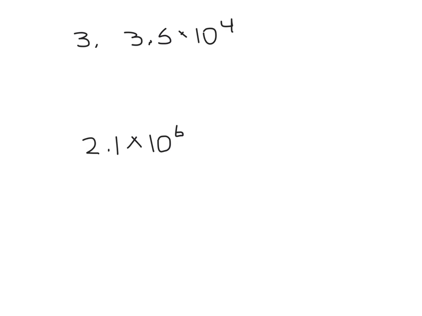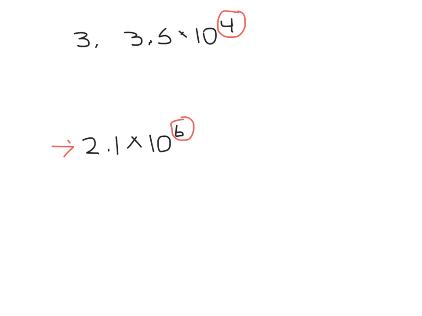For number 3, you're asked which number is greater, 3.5 times 10 to the 4th power or 2.1 times 10 to the 6th power. Explain how you know. Well, a good rule of thumb is that whichever number has the larger exponent, that number is going to be bigger. So in this case, 2.1 times 10 to the 6th power, this 6 is larger than our exponent of 4, so that would mean that 2.1 times 10 to the 6th power is bigger.